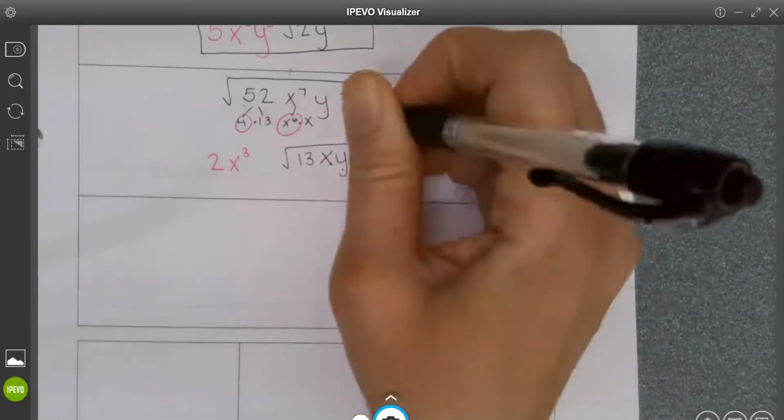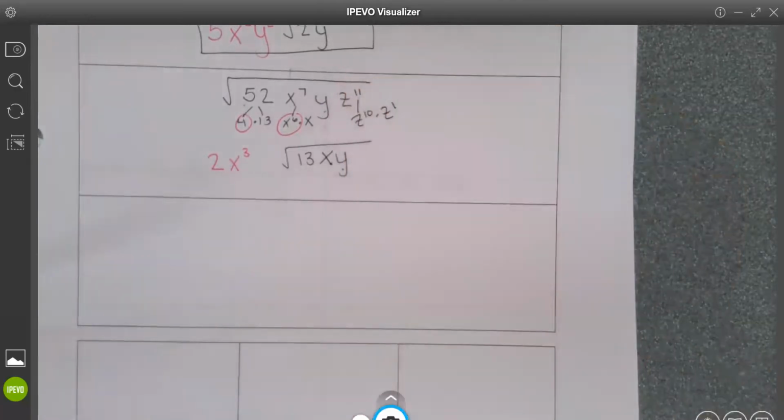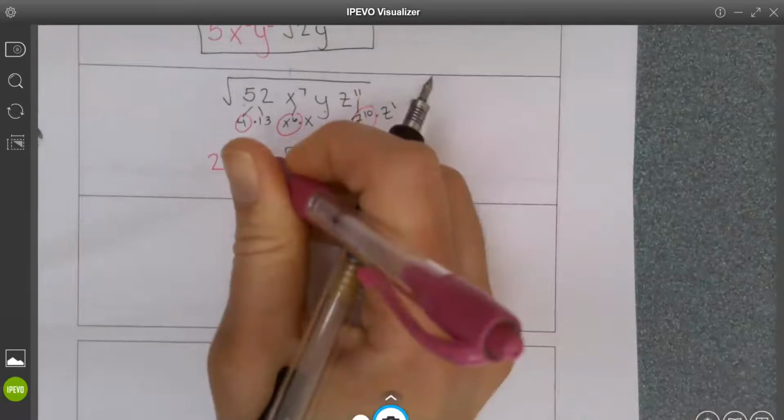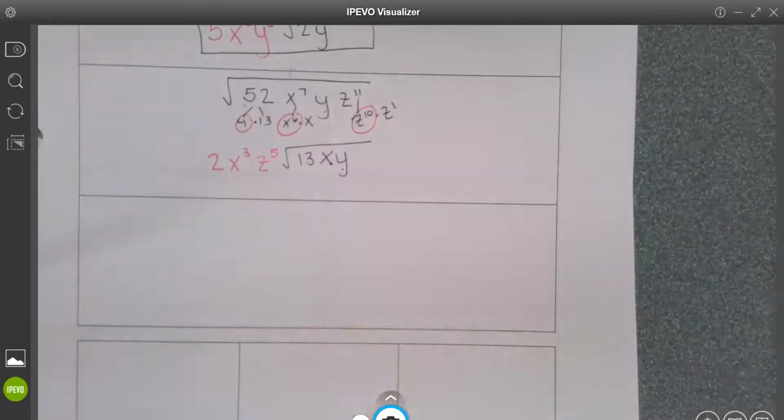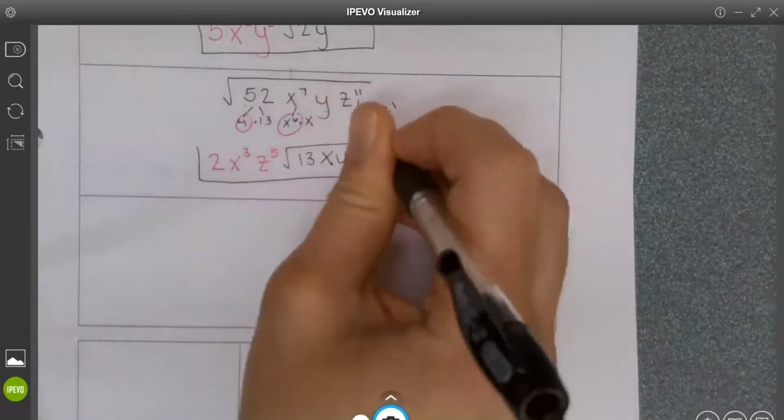Can't divide 11 by 2, but I can break it into 10 times 1. 10 is divisible by 2, which would give me z to the 5th, leaving me with z to the 1st inside my radical.